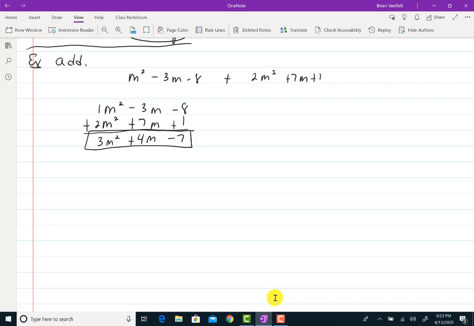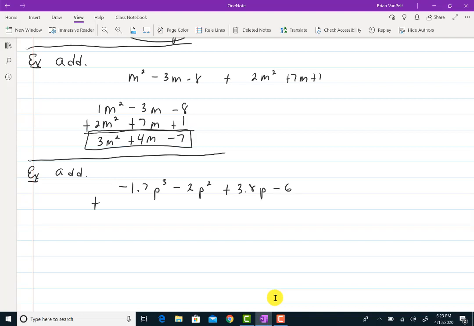So let's do a couple of examples with this kind of addition. Here, let's add. I have negative 1.7p to the third minus 2p squared plus 3.8p minus 6, and I'm adding to it 6.2p cubed minus 1.2p plus 14. And let's see what all we have.